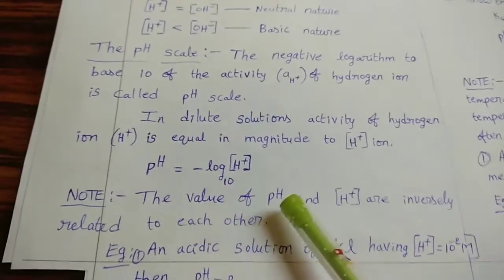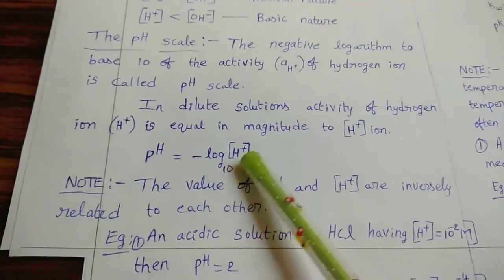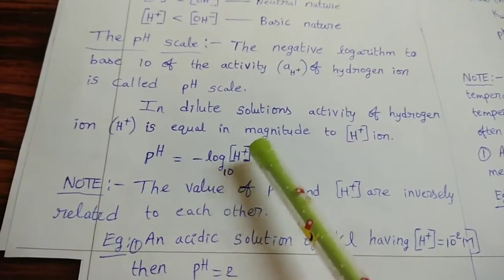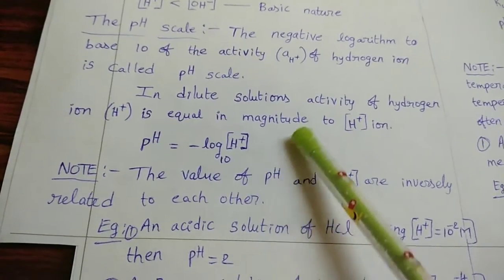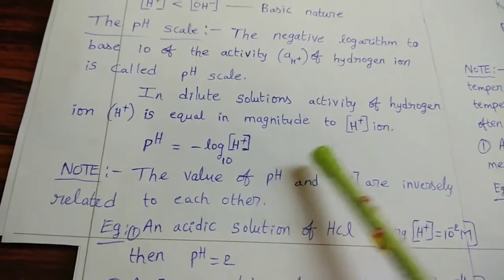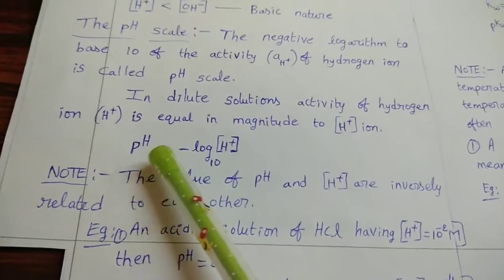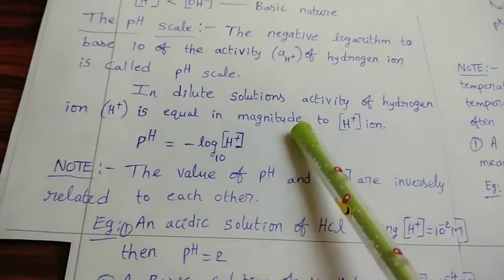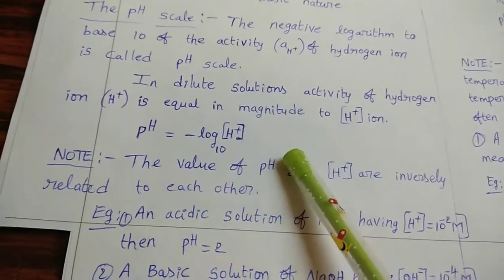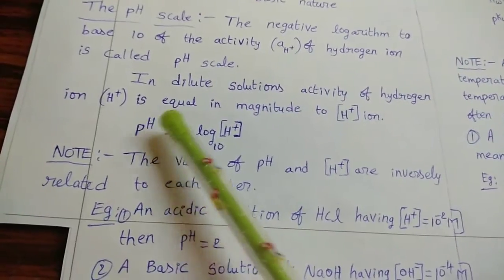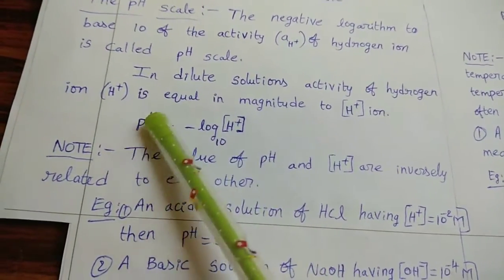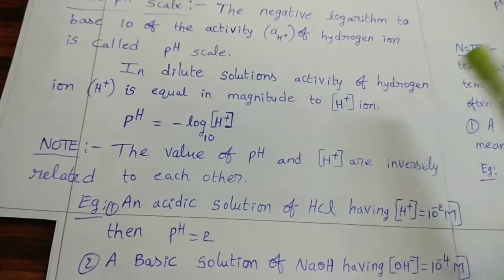See this, we can understand this point from this formula. Here minus log of H plus ion concentration, that means 1 by log of H plus ion concentration. So we can say pH equal to 1 by log of H plus ion concentration. This is in the numerator, this is in the denominator. That's why these two are inversely related.